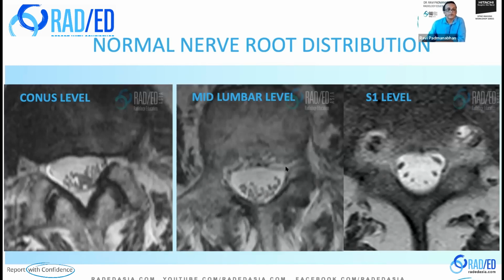So to see the bunched appearance down at the S1 level would be abnormal. It's important to know what the appearance of a normal nerve root distribution is at these levels. When you're looking at a scan, does it fit? Am I at the S1 level? Do I have a nice distribution of nerve roots like this, or do they look like they're bunched up together? Because if it's bunched up like this, it's definitely abnormal.